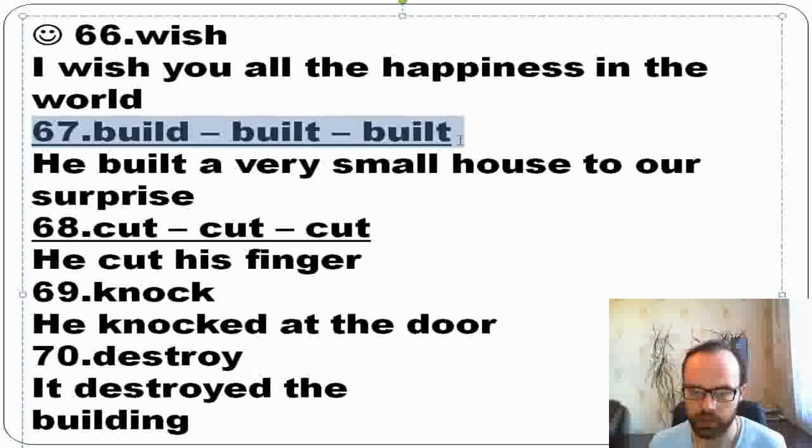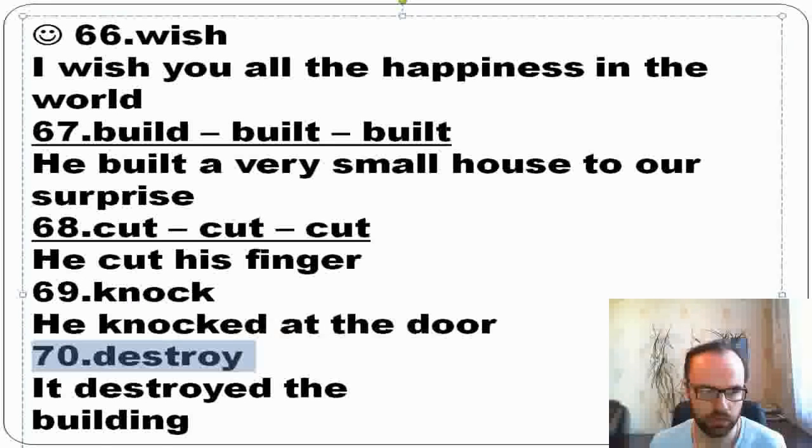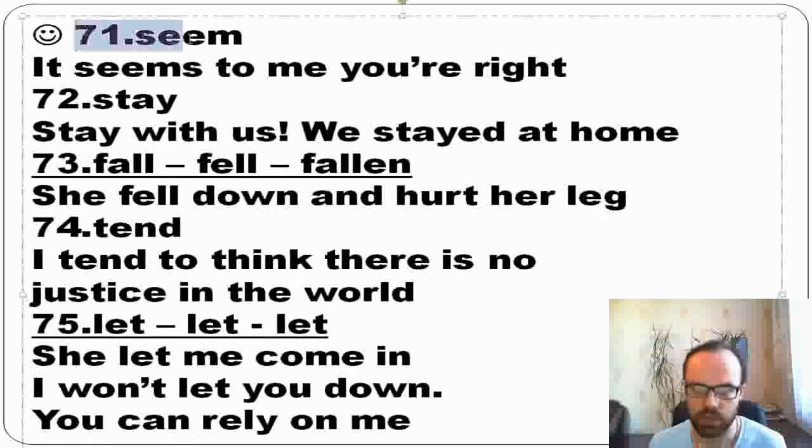Build, built, built. He built a very small house, to our surprise. Cut, cut, cut. He cut his finger. Knock. He knocked at the door. Destroy. It destroyed the building. Seem. It seems to me you are right. Stay. Stay with us. We stayed at home.